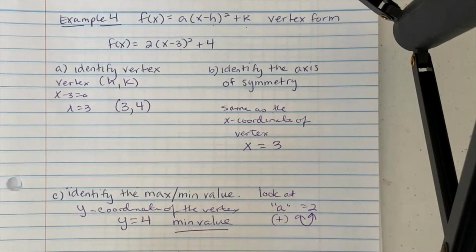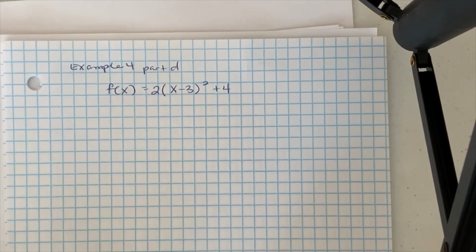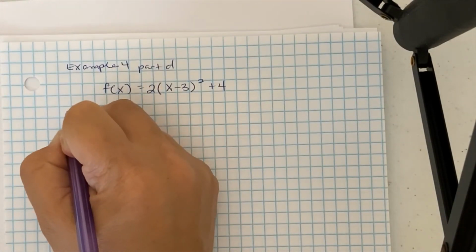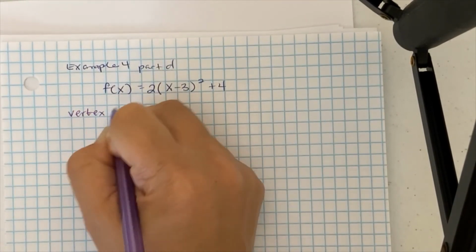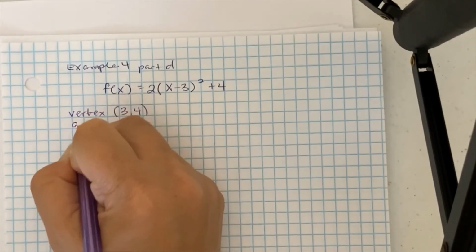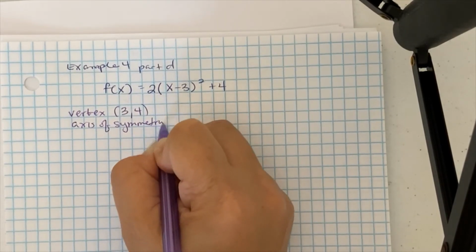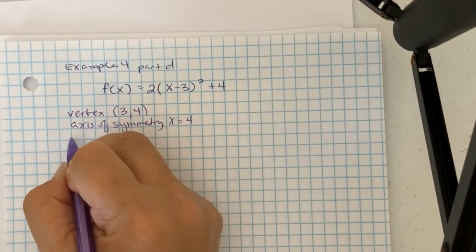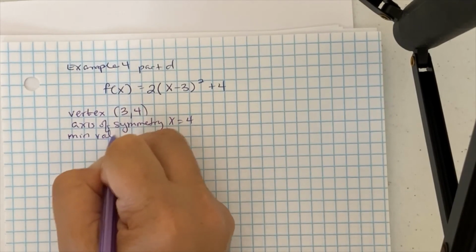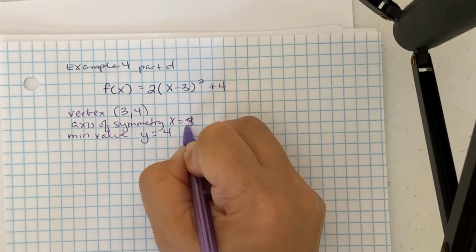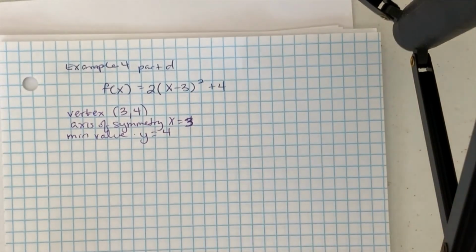The next part that we need to do is actually graph our equations. So let me switch and get graph paper and we'll continue. Okay, so we have our function as f of x equal to 2(x minus 3) squared plus 4. Let's remember our key features. The vertex is (3, 4). Our axis of symmetry was at x equal to 3, sorry. And our minimum value is y equal to 4.